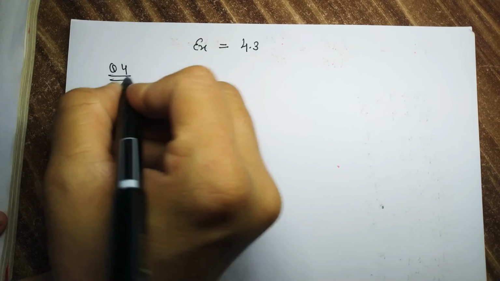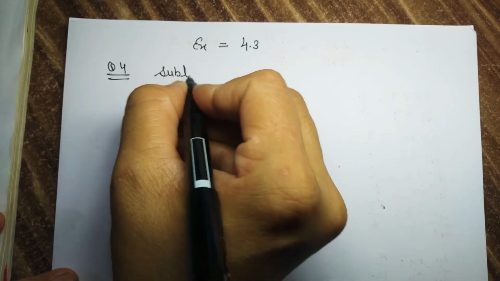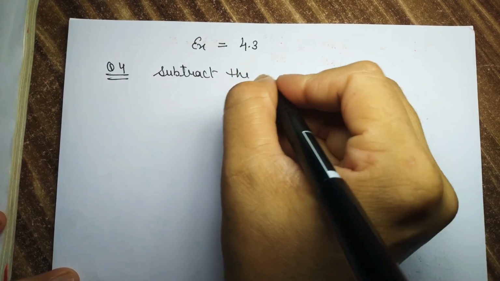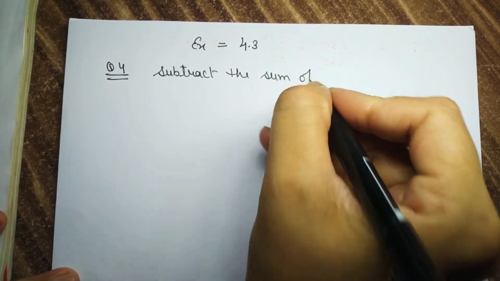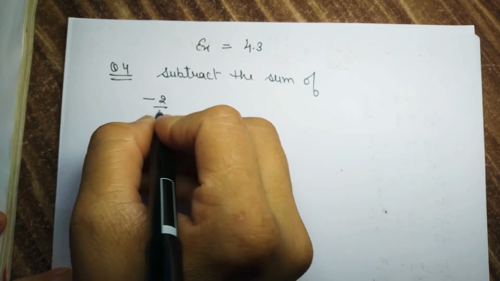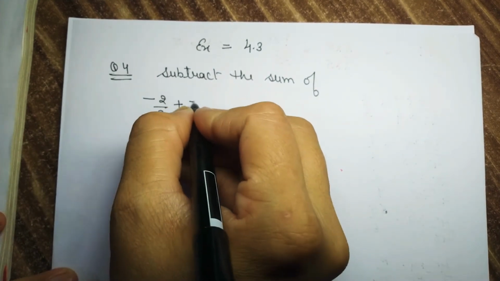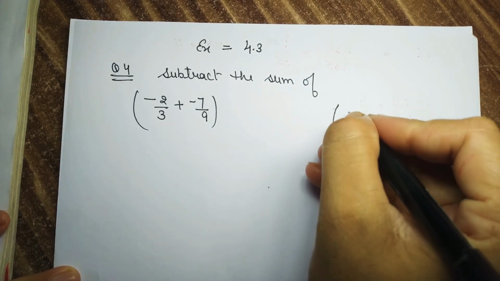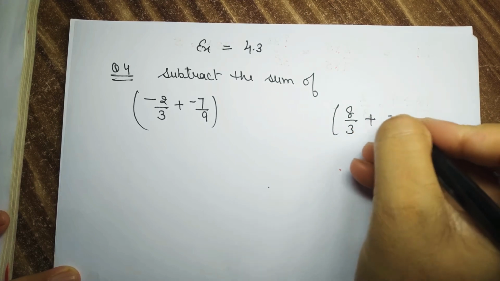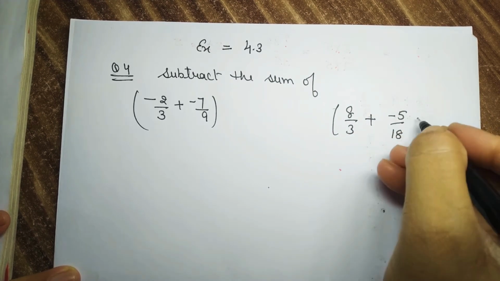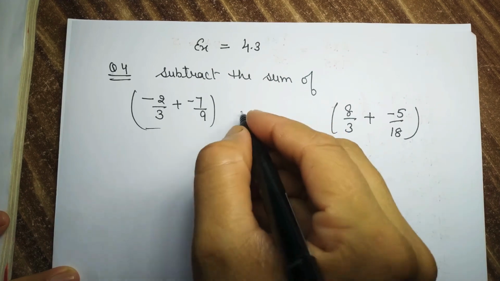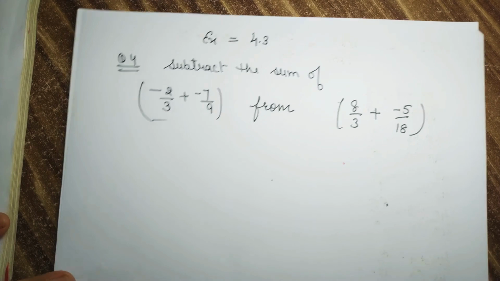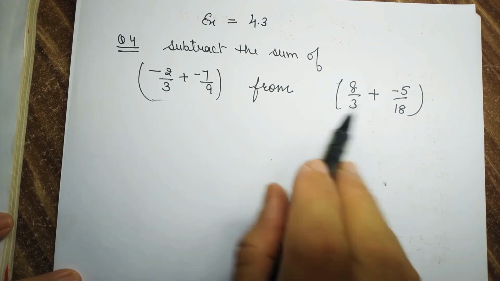Okay students, in question number 4 they have given: subtract the sum of two numbers, minus 2 by 3 plus minus 7 by 9, this is the first, from the sum of 8 by 3 plus minus 5 by 18. We have to subtract the sum of these two from the sum of these two. So first of all we have to find their separate additions.